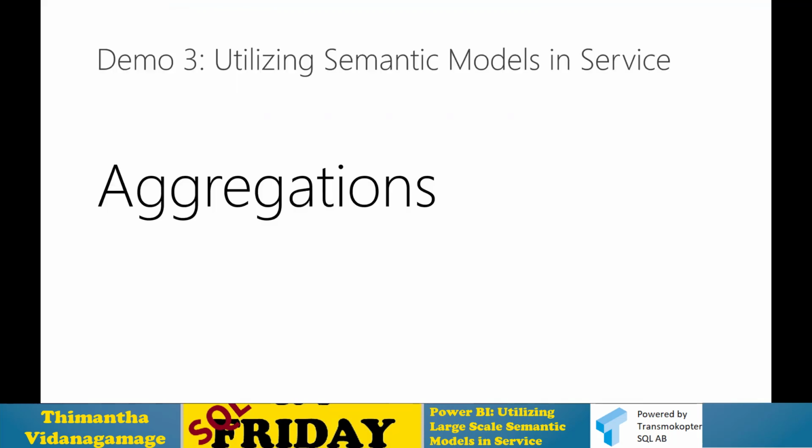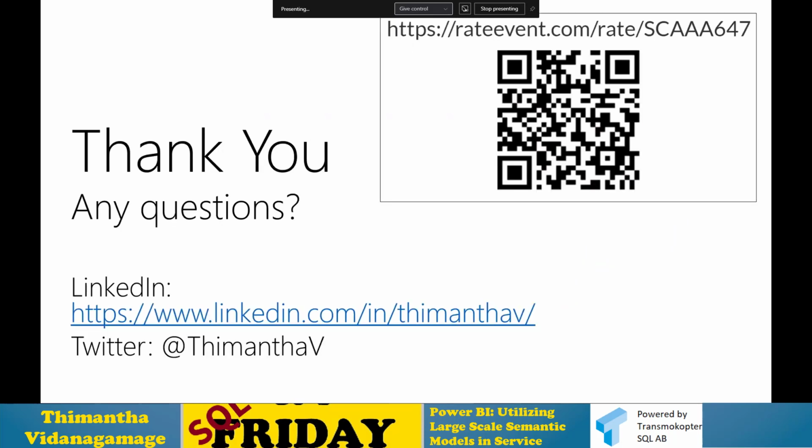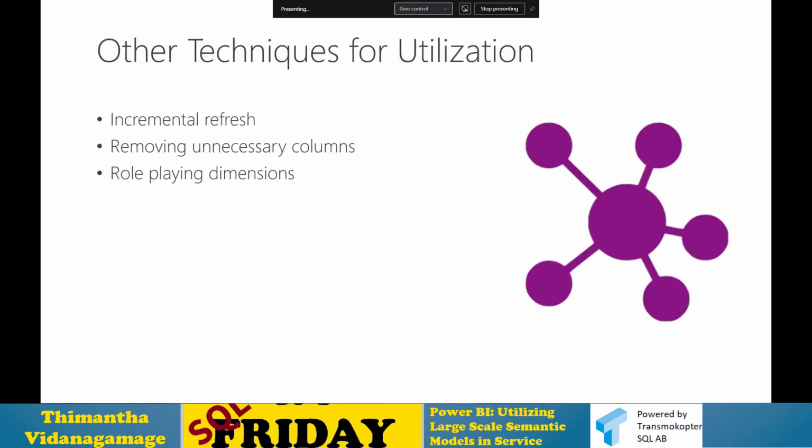So that kind of concludes my session for today, and there are other techniques that you guys can look into as well. These are for utilizing your semantic model. These are incremental refresh, removing unnecessary columns, role-playing dimensions, and stuff like that. And also composite models, which means the combination of the use of import and direct query mode. So these you can really look into. These are just additional options.